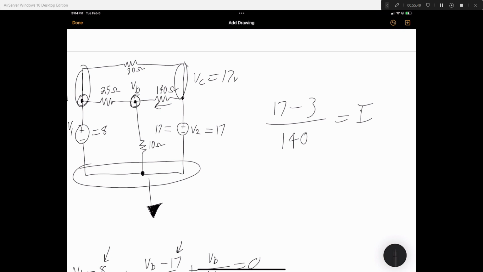Let's see if that's right. 17 minus 3 is 14 divided by 140. We get a nice number like 0.1. It wants it in milliamps, so that's 100 milliamps. Right? Yes. Correct. Okay.